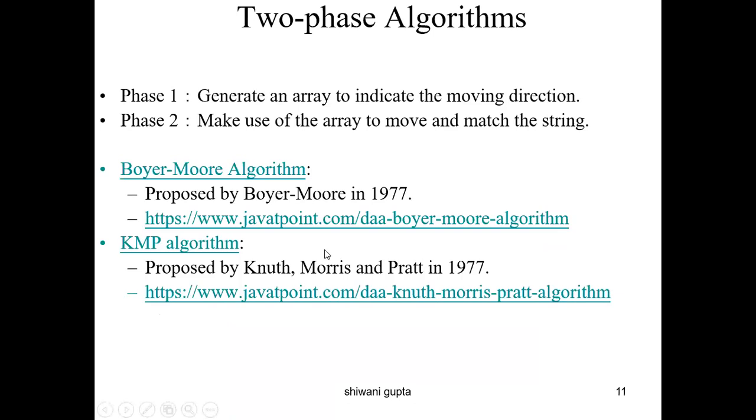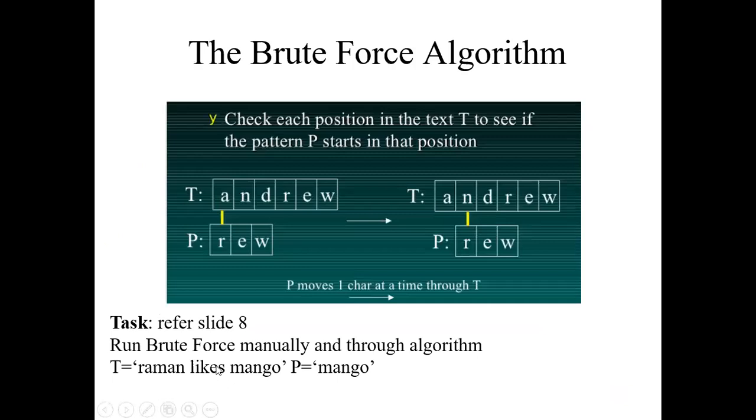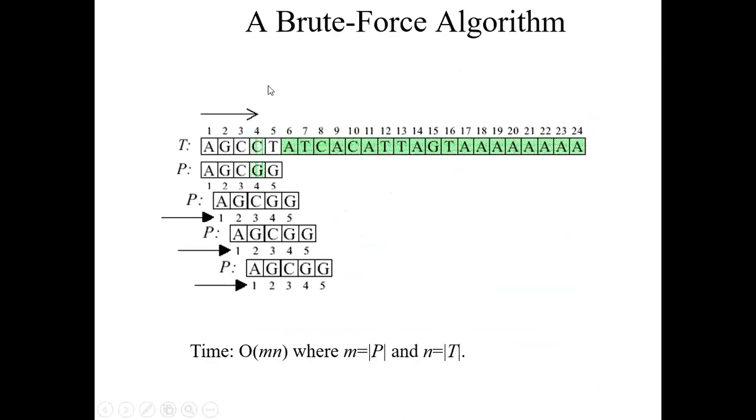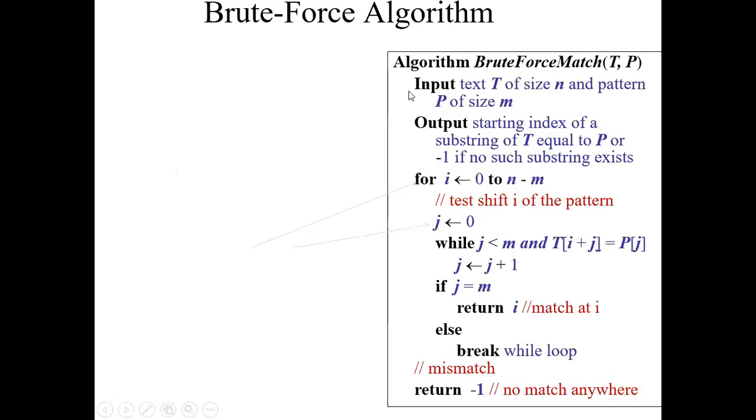Fine. So you have understood that you have to execute "Raman likes mango" with the pattern "mango" in this manner, and here you only have to mention the algorithm. You can number these lines, write the algorithm and just mention the line number, one way of doing it. Or you can write the current value of i or j, and whether the condition in this while loop is being satisfied or not. For example, 0 less than m and t of 0 plus 0 is equal to p of 0, like that. I'll show you that for the other algorithm that we see today that I've added in the slide.